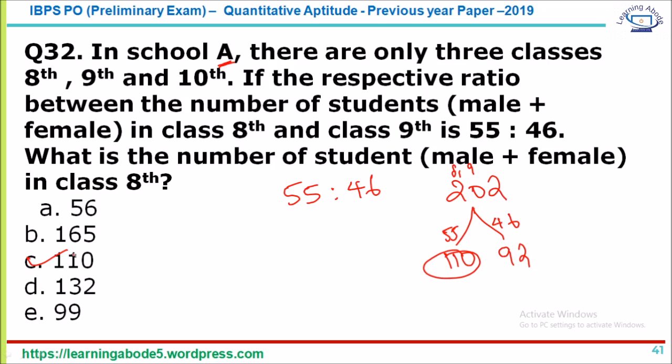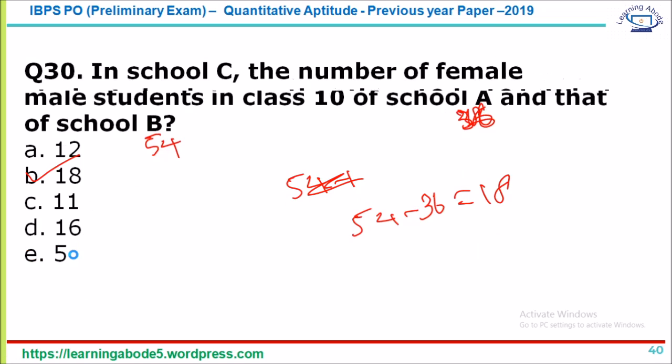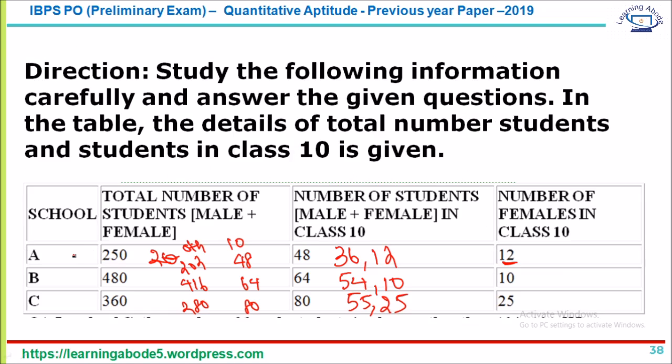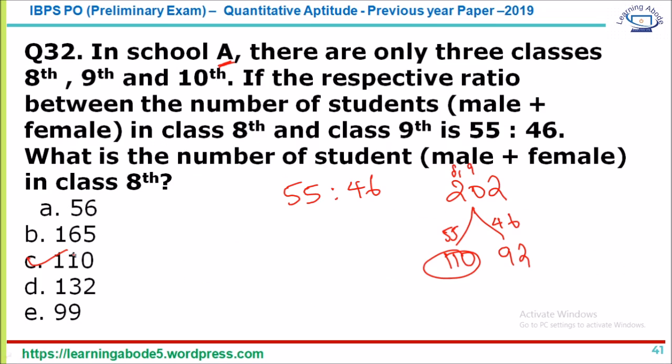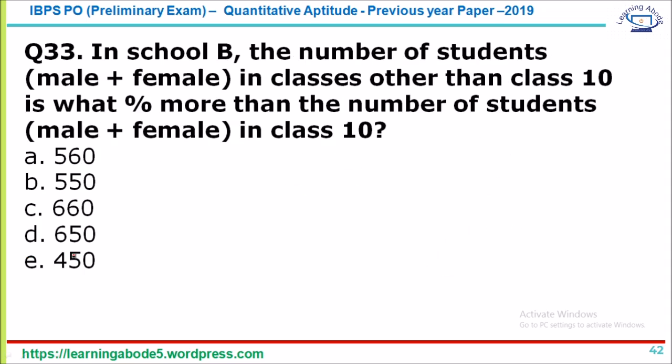See, we already got that number 202 in the table. We already wrote it. Others 202, right? So the 202, you're splitting in the ratio of 55 and 46. A very simple question. So that's 110.